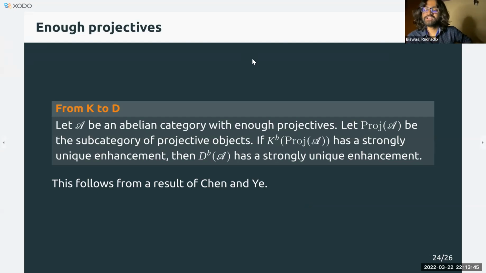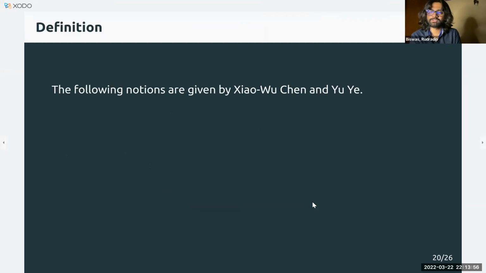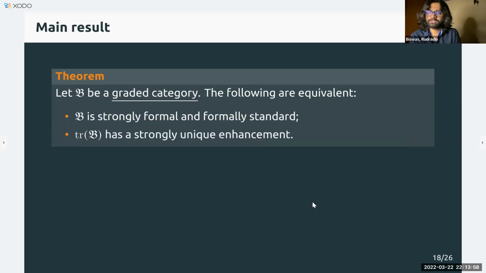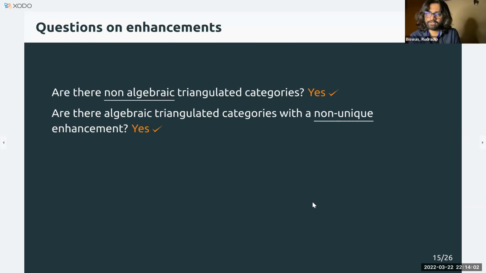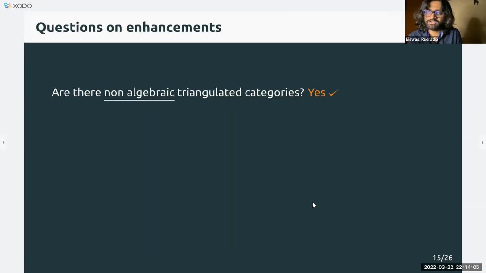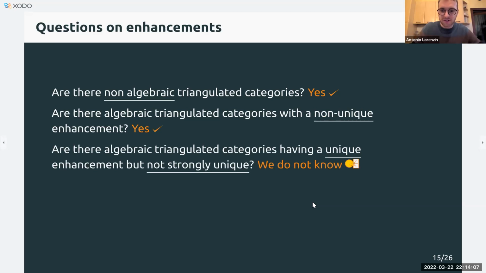No, because anyway. So can you go back, this is my question, by the way, to the slide where you were talking about questions on enhancements? And there were a couple of yeses and there was one we do not know. Oh, yes. This one? The first one? No, the third one. Oh, the third one is we do not know. Okay, so I'm guessing you know examples of triangulated categories that do not have strongly unique enhancements.